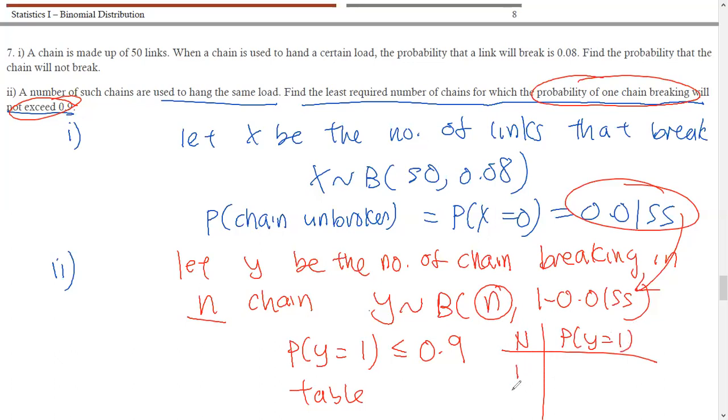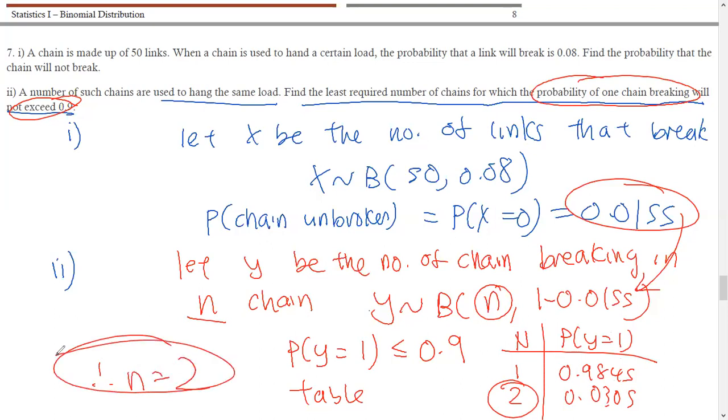At very small values, n equals 1 and 2, this probability is 0.9845 and this is 0.0305. So clearly, when n is 2, the probability of y equals 1 drops drastically. So therefore, n must be 2. The person must be using at least 2 chains to hang this load.